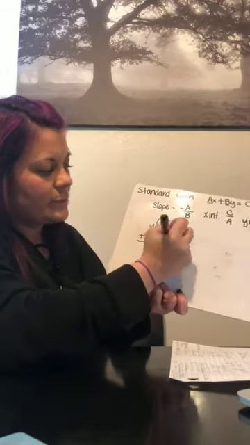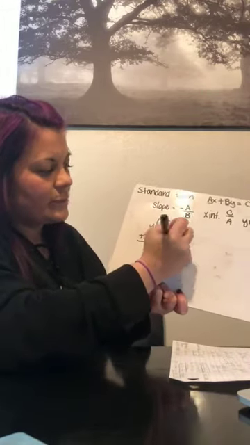2x plus y equals negative 18. So it's in standard form now, so let's figure out the slope. Negative a over b. So the opposite of 2, which is negative 2, over b. What is the coefficient of y?